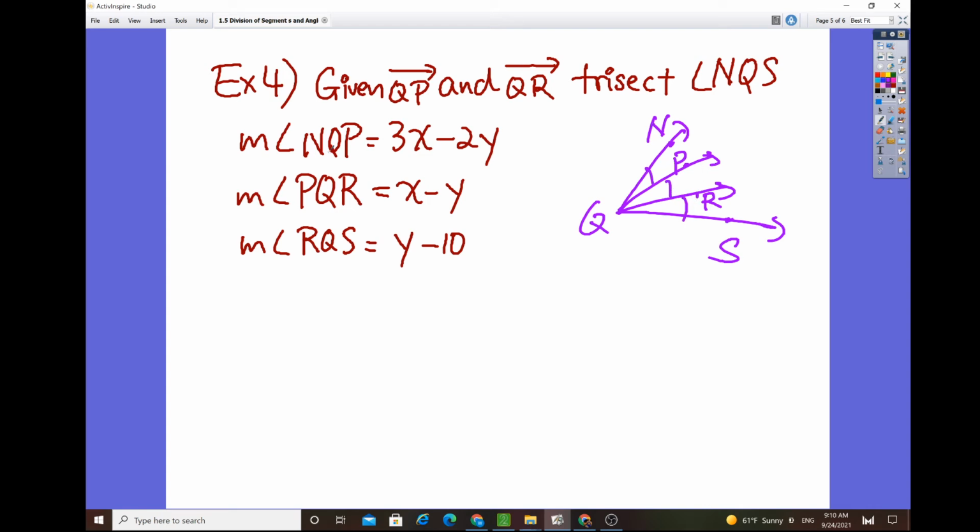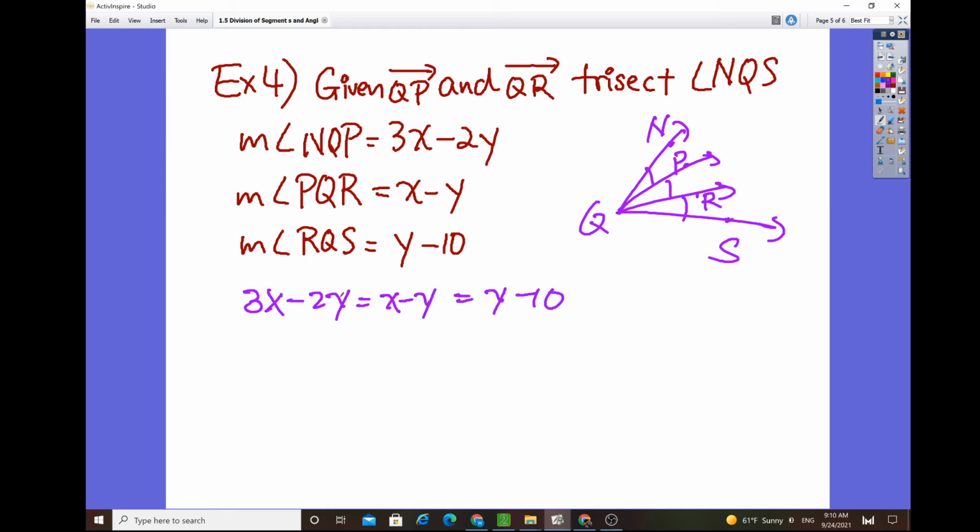So that means angle NQP is going to be the same as the one for PQR, and also the same as angle RQS. So what we need to do is set 3x minus 2y equals x minus y equals y minus 10.